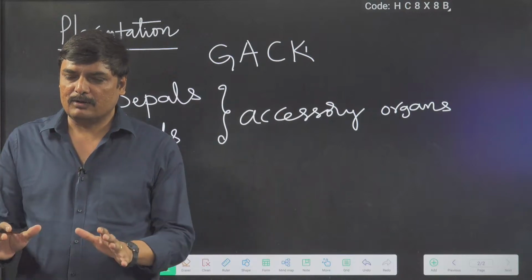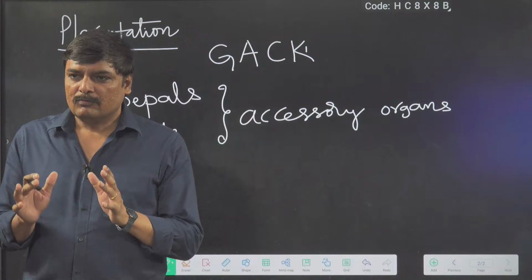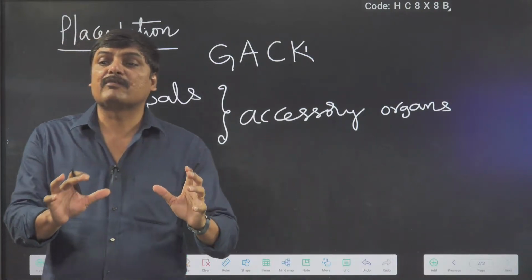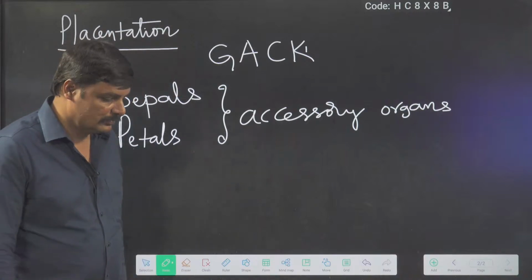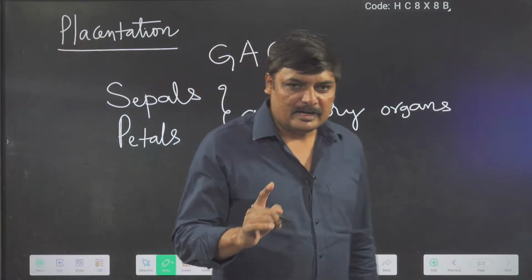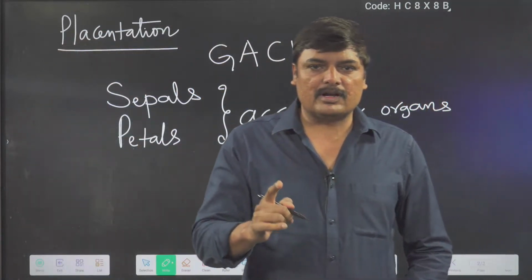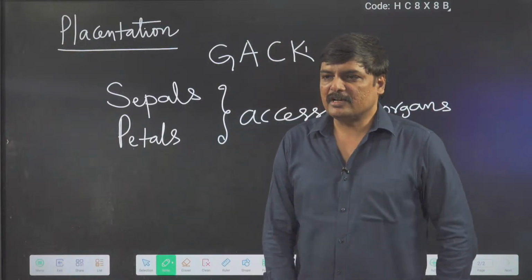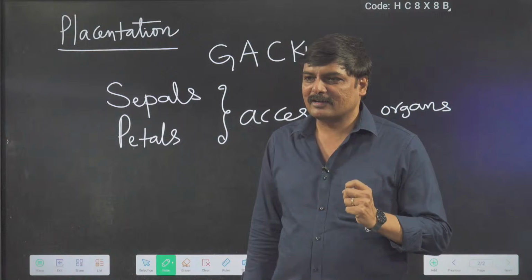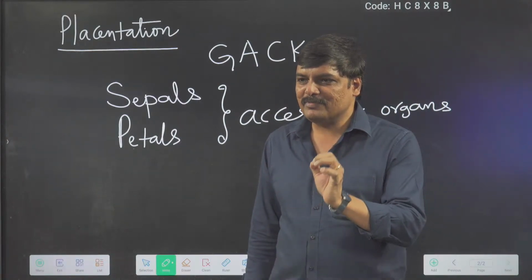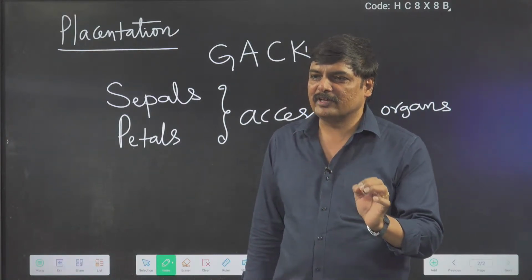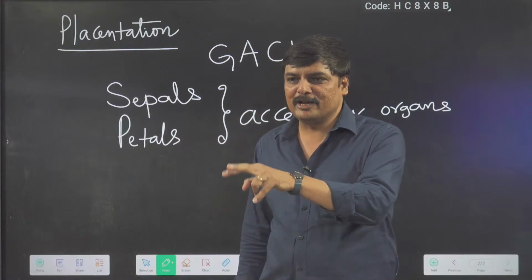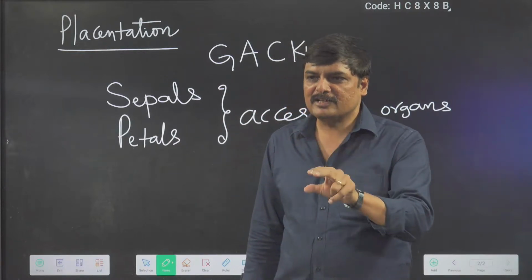Okay. Now, which are known as essential organs of a flower? Very important. Essential organs of a flower are androecium and gynoecium. Very good. Third whorl, fourth whorl, combinedly known as essential organs.